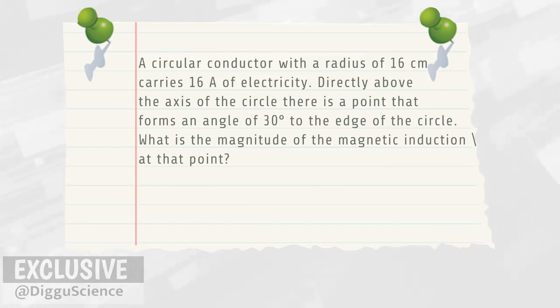Here's a problem. Let's read the question first. A circular conductor with a radius of 16 centimeters carries 16 amperes of electricity. Directly above the axis of the circle there is a point that forms an angle of 30 degrees to the edge of the circle. The question is, what is the magnitude of the magnetic induction at that point?